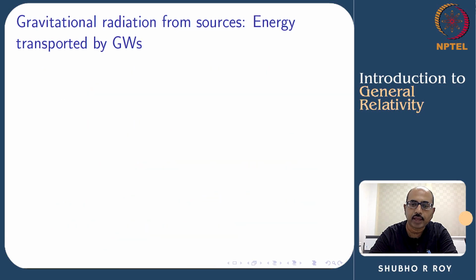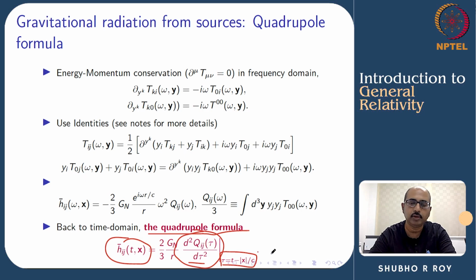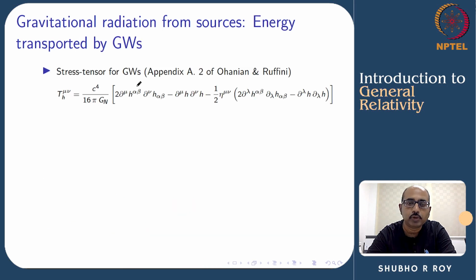And once we have that, we can ask, okay, this is the disturbance. What about the energy which is being transported by the disturbance? For that, I will quote a result from classical field theory, which is beyond the scope of this course, so we will not do a derivation of this. But people who are curious can look at Appendix A2 of Ohanian and Ruffini's textbook. They have an appendix which I feel is pretty self-contained and tells you how to do this derivation using methods of classical field theory.